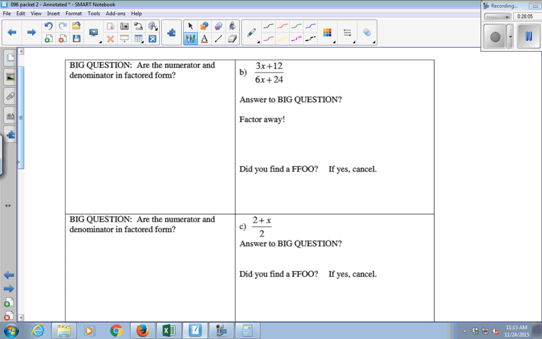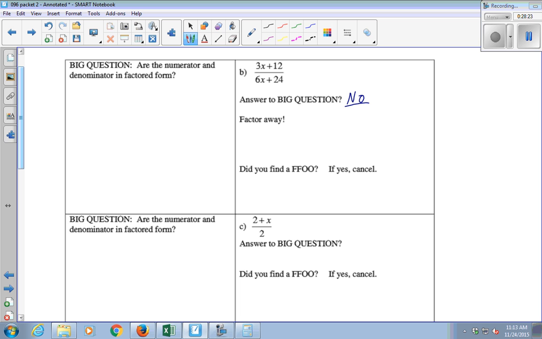So the big question, are the numerator and denominator in factored form? 3x plus 12 or 6x plus 24, can either of those be factored a little more? Yes, they both have GCFs, right? So the big question is no, they're not in factored form.